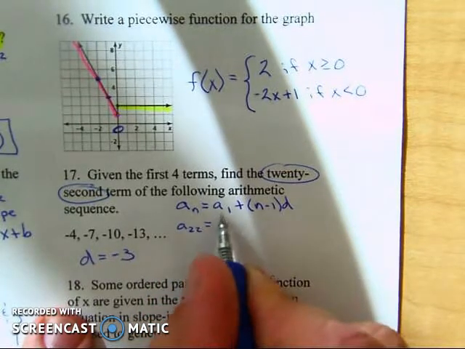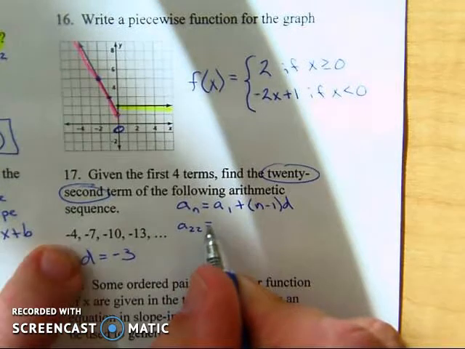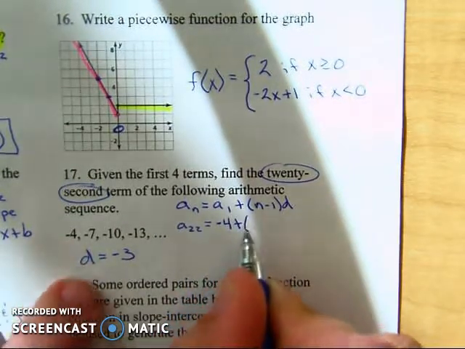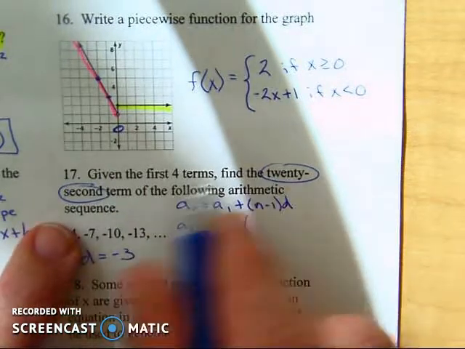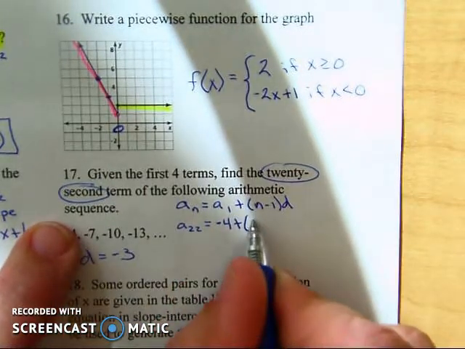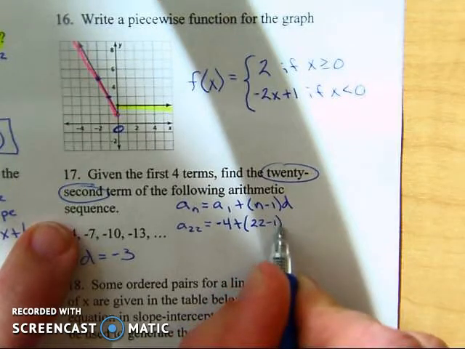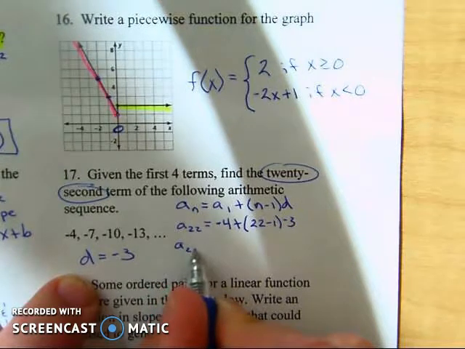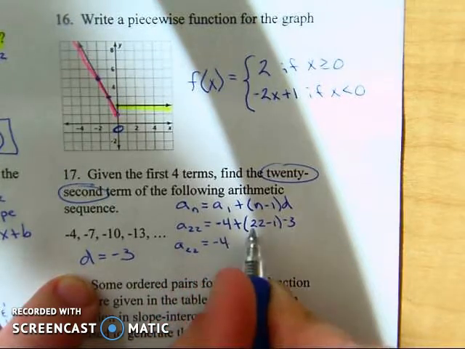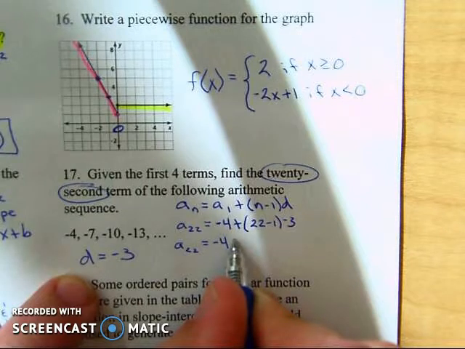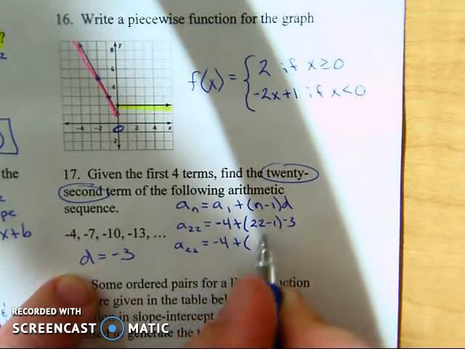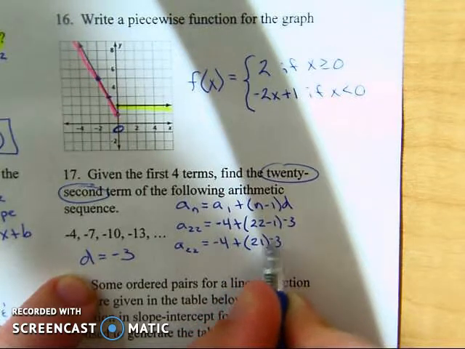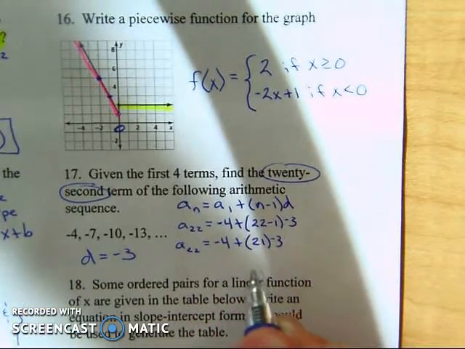So a sub 22 equals the first term. I can see right there, a sub 1, first term is negative 4. Plus, then I need n, I'm looking for the 22nd, I already put that there, so 22nd term minus 1, and then the common difference was negative 3. All right, order of operations say I have to do what's inside this first. So it's going to be plus 22 minus 1 is 21, so that's times negative 3 right there.